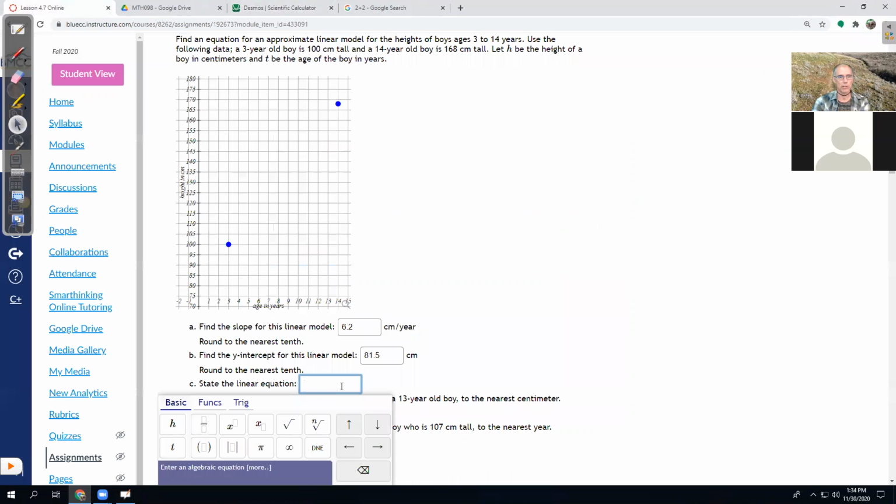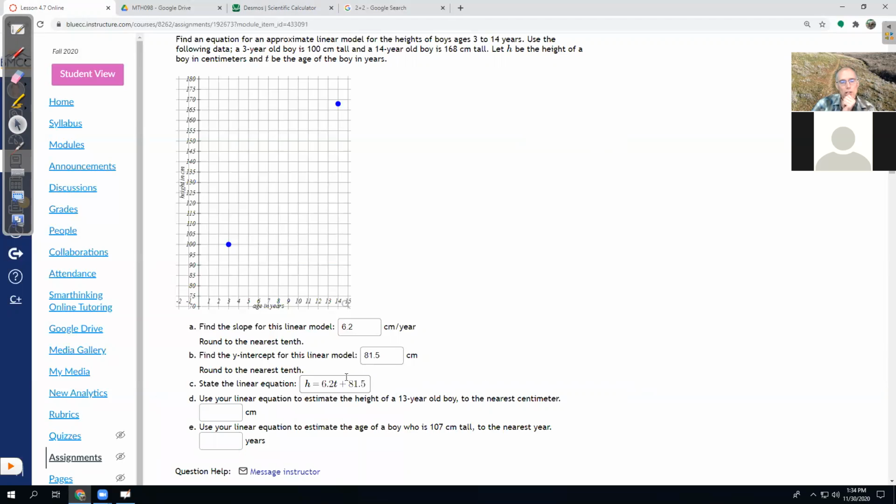Those are the directions. All right, so my linear model used the right letters, and here they're prompting me to use h and t, not x and y. So h equals 6.2 t plus 81.5. And then we want to use this to predict or estimate the height of a 13-year-old boy. So we're just going to plug in 13, see what we get. And then we want to estimate the age of a boy who is 107 centimeters tall. So plug in h equals 107, solve for t.